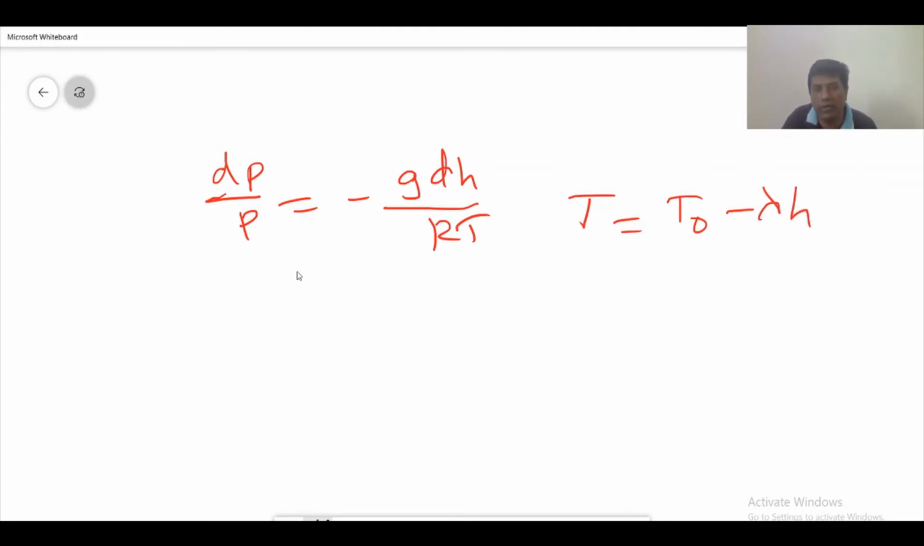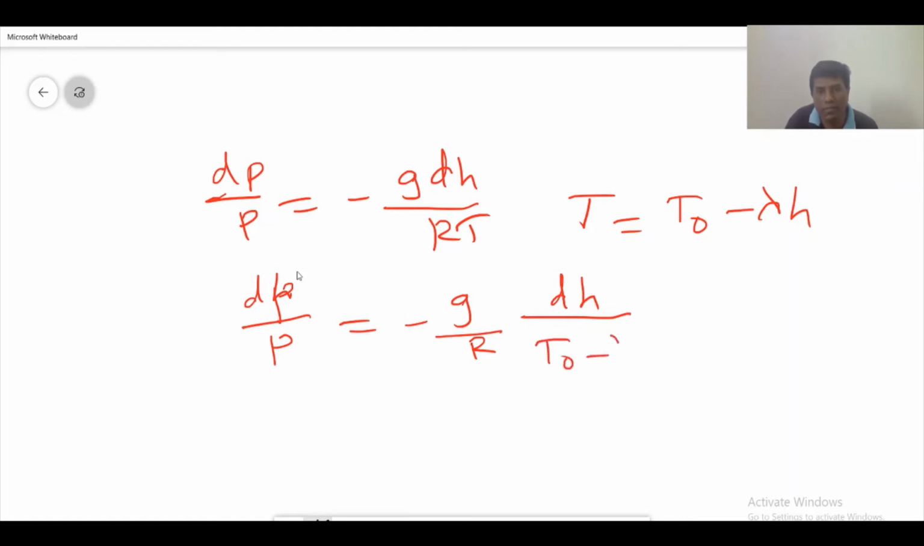So here we have h as our integration factor, so we have to substitute this here, and therefore dP by P equal to minus g by R, dh divided by T naught minus lambda h. So this is the equation we have to integrate.